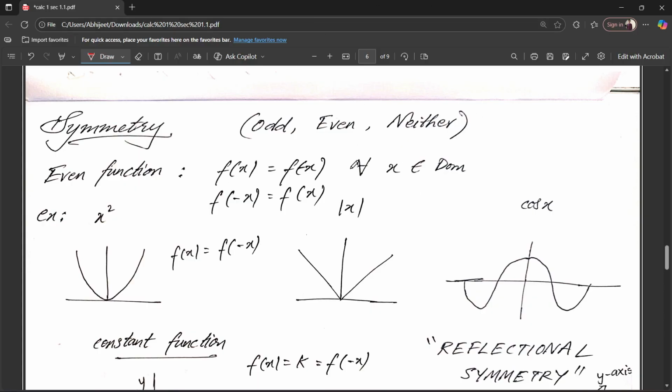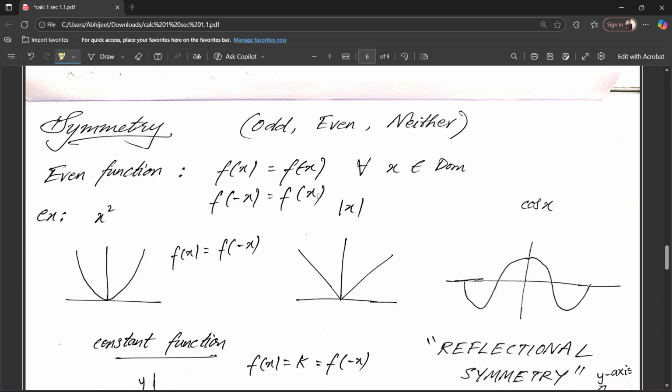Symmetry. Now, functions can be rather interesting at times, and there are three types when you talk about symmetry: even, odd, and neither even nor odd. Now, what is an even function? Mathematically, an even function is defined like this: f of minus x is equal to f of x.